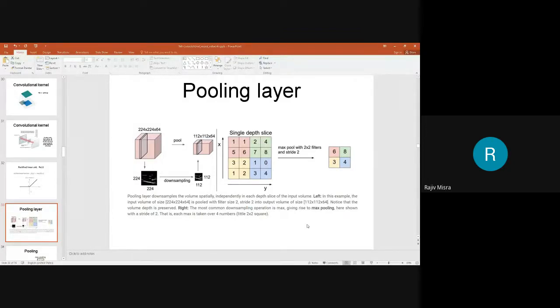It will generate an output of size 2 by 2 from the image of 4 by 4. The pooling layer downsamples the volume spatially, independently in each depth slice of the input volume. In this example on the left, we have shown the input volume of size 224 by 224 by 64.